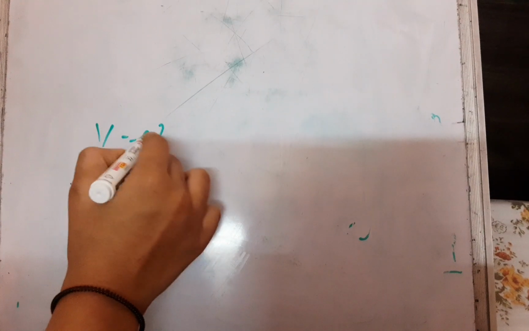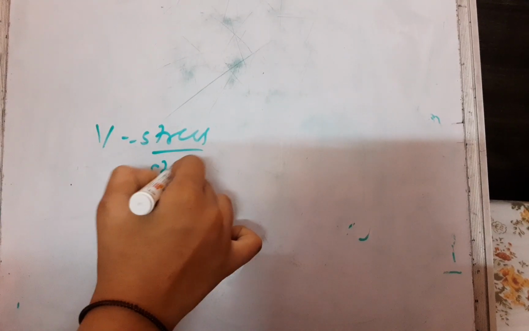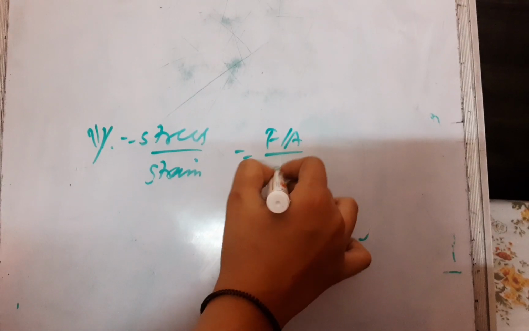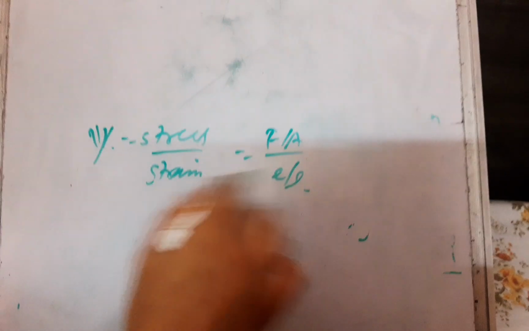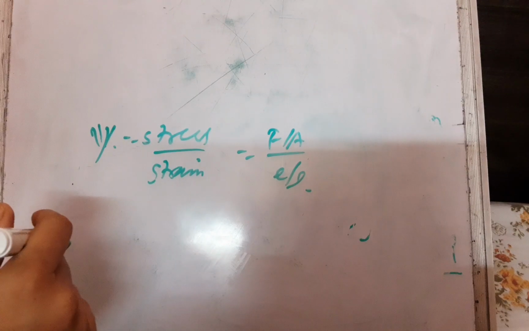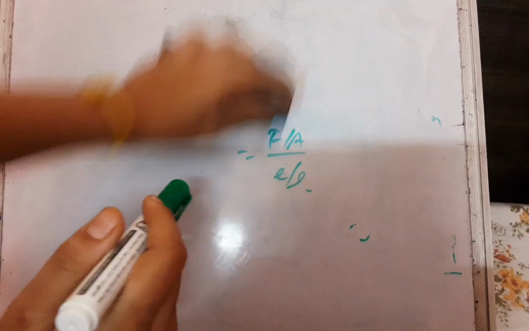One simple formula: Y is equal to stress upon strain. Stress is force upon area and strain is elongation upon length. Thus this simple formula rolls and rolls; different things they will ask you to substitute and find. So remember just one simple formula and, according to the question, you change it.